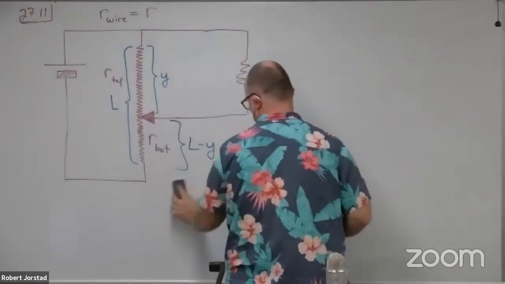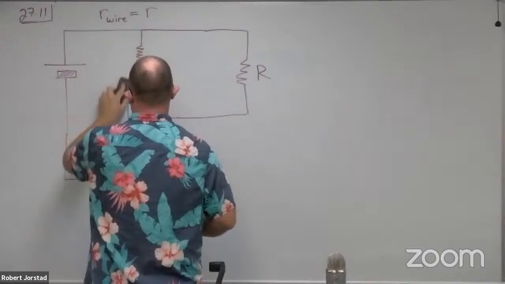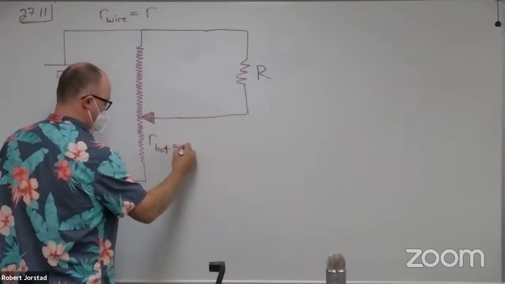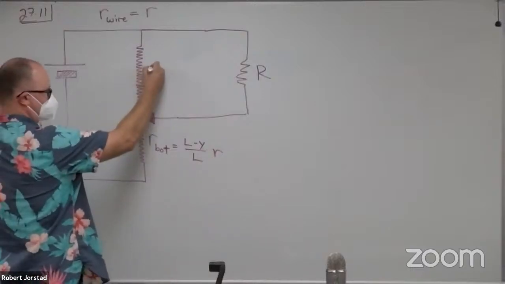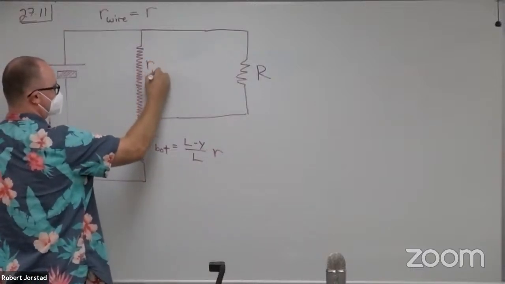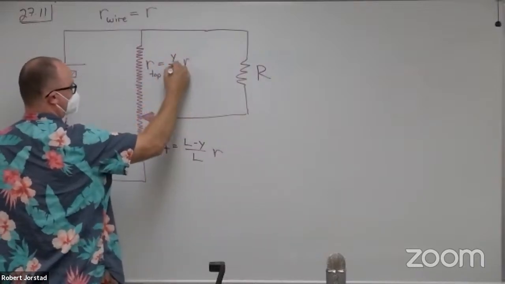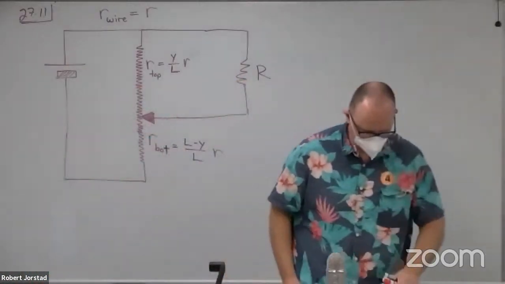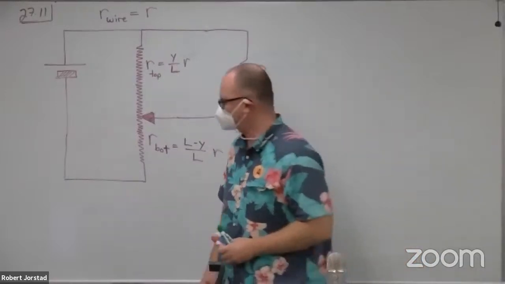So that was part A. Now we know that R on the bottom, we said was L minus Y over L times the total resistance of the wire. This one was just resistance of the top, and that's going to be just Y over L times the little resistor, right? Now, let's go to part B. Let's do this one in order. Let's get the equivalent resistance in terms of top, bottom, and R.